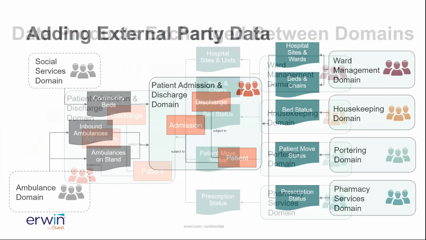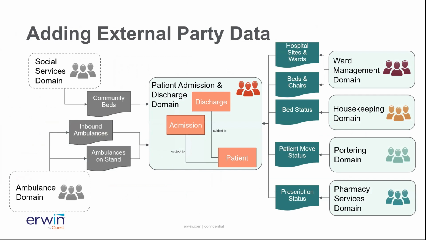And we can also add to the mix external data sources as well. The ambulance service may provide information about inbound ambulances, and the local government might provide information about community beds for people who can be discharged back into the community. So external data as well coming in to support all that planning work.